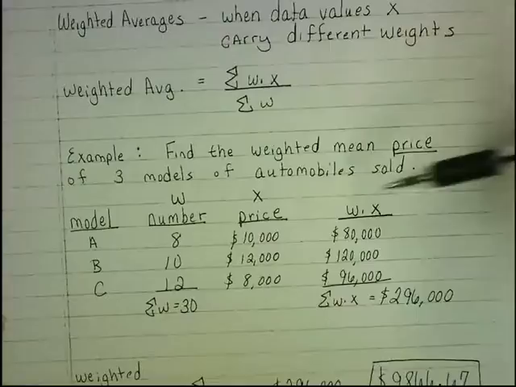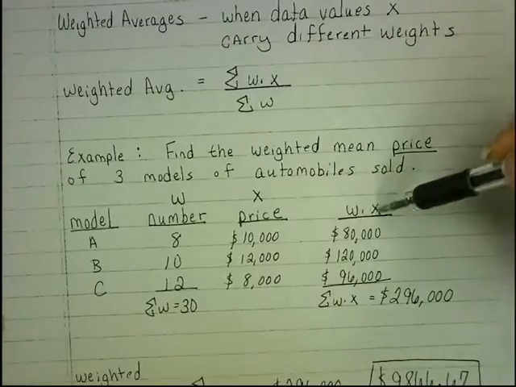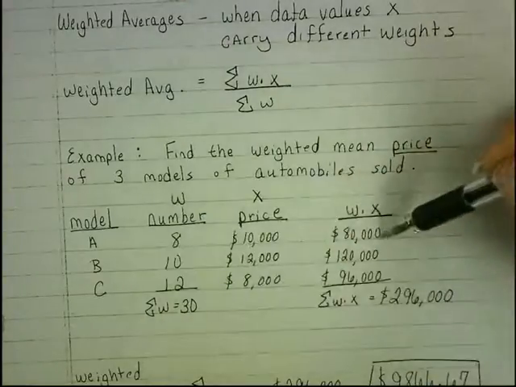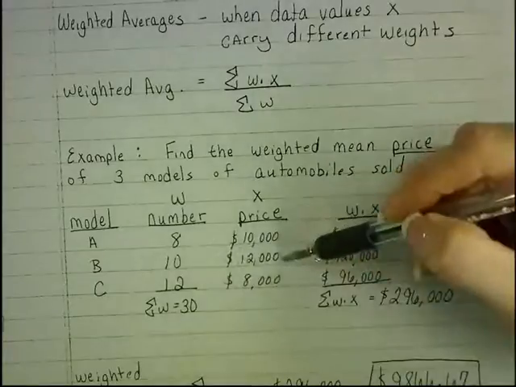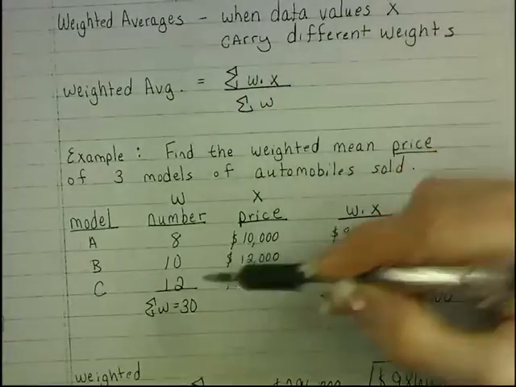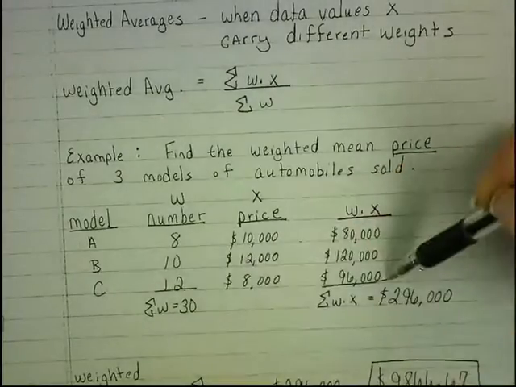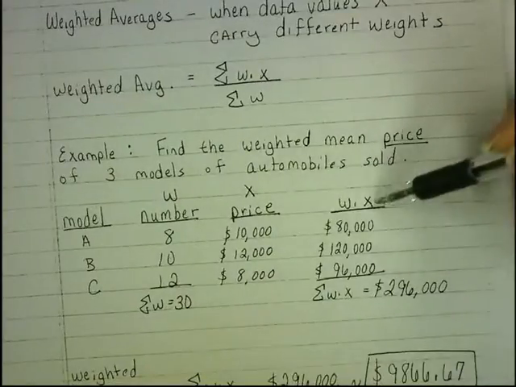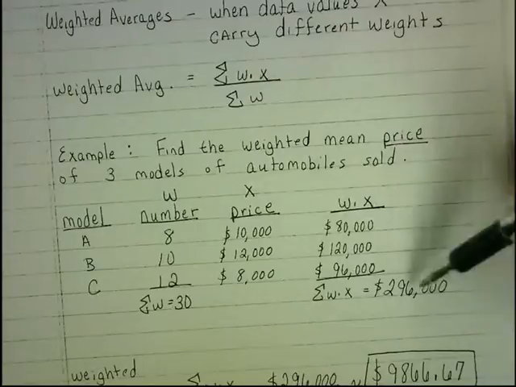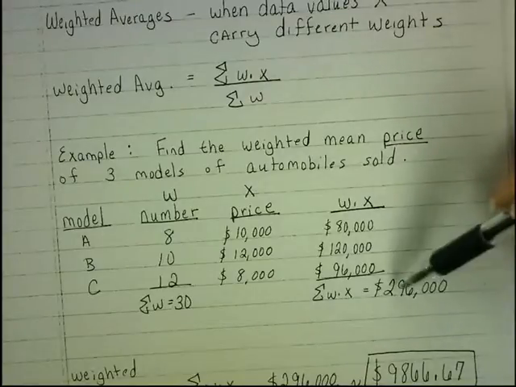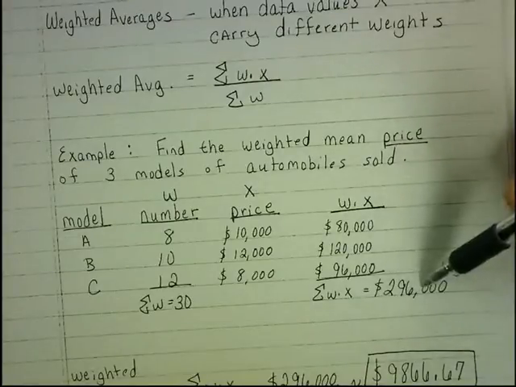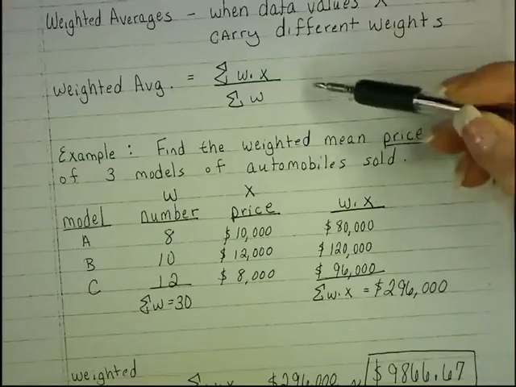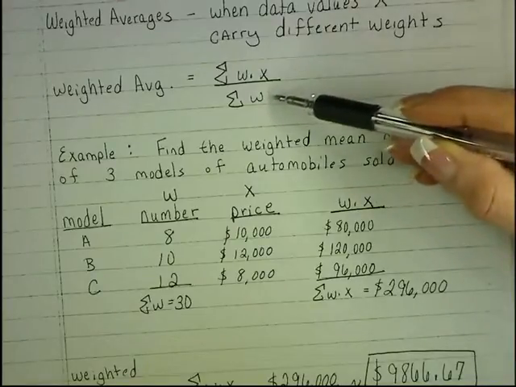So then we need weight times data. So 8 times 10,000 is 80,000. 10 times 12,000 is 120,000. 12 times 8,000 is 96,000. And we will add up that column. And the total of each data value times its weight is 296,000. Now you can see the denominator in the formula is the summation of the weights.